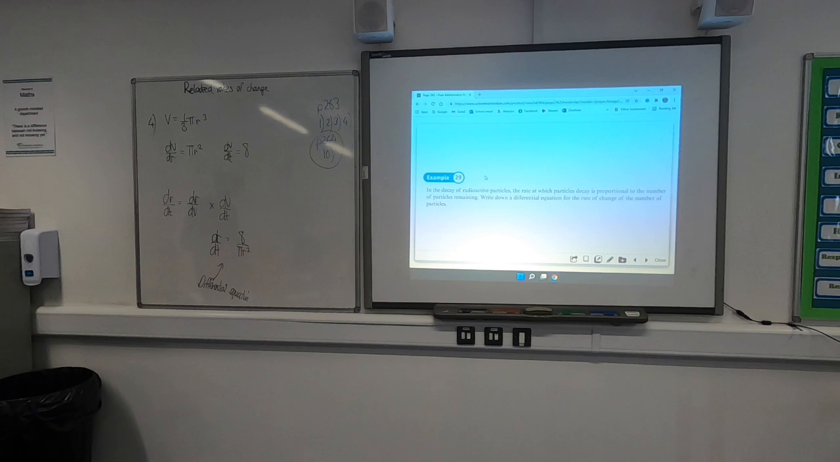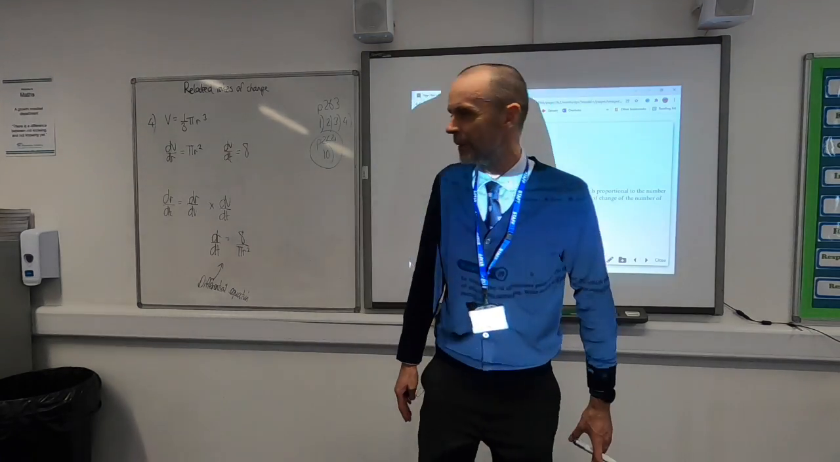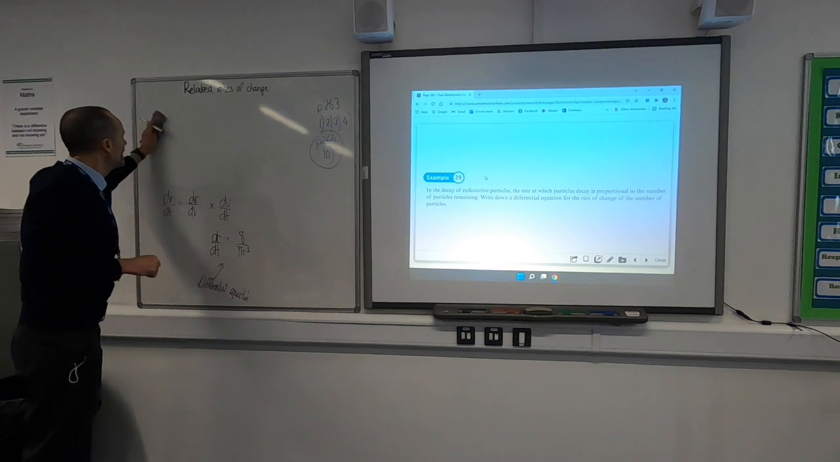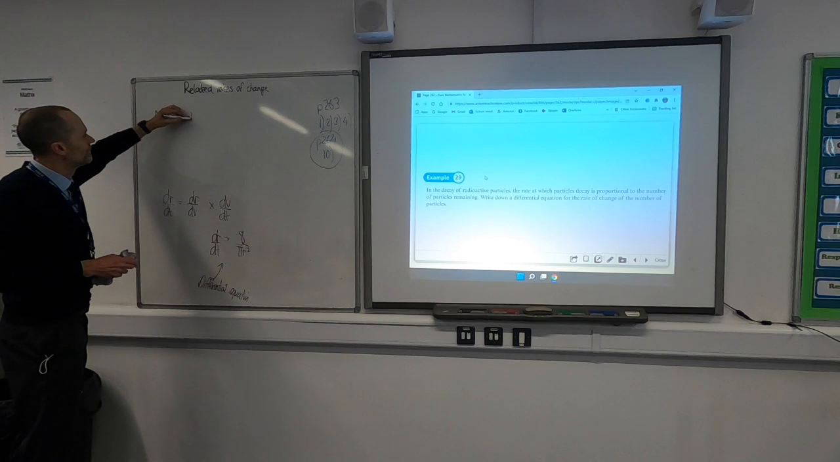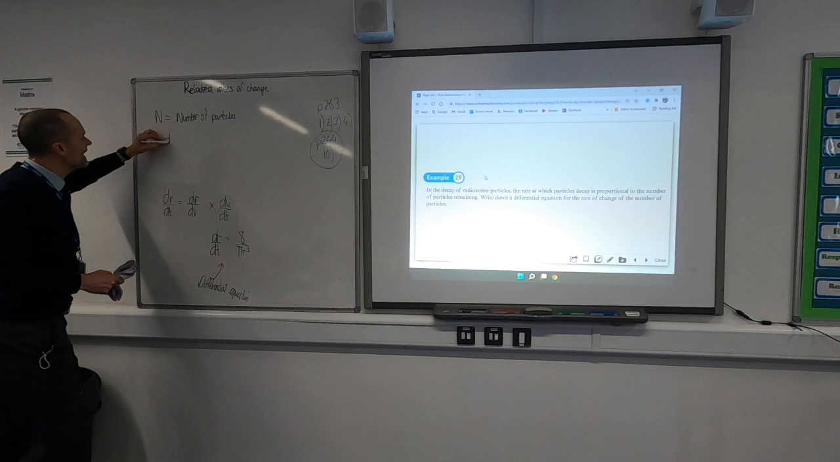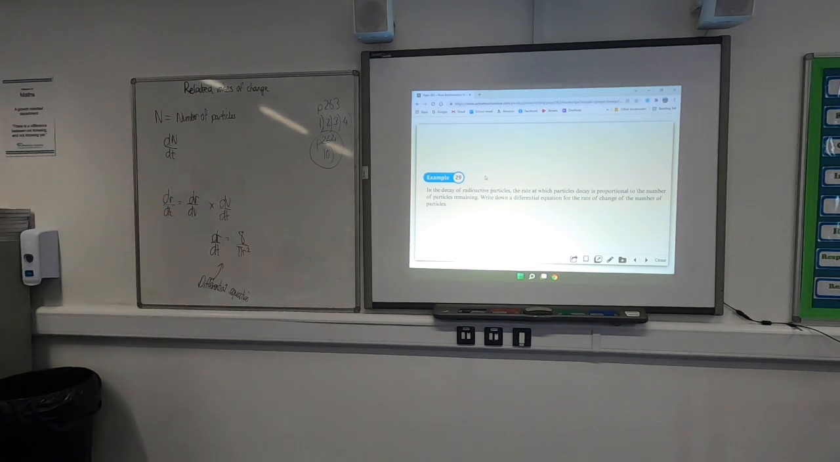So the decay of radioactive particles, the rate at which particles decay, so that's a rate at which the number of particles decay. So I need to call that something. Let's say the number of particles left is n. So the rate at which the number of particles is decaying is dn by dt. I've just made up that letter. I could have used whatever letter I want, x, y, whatever. I've used n for the number of particles.